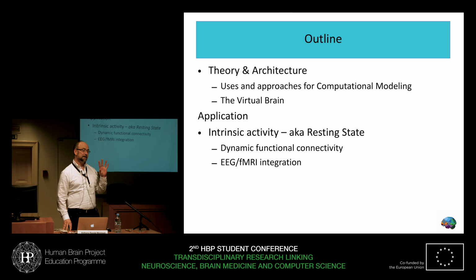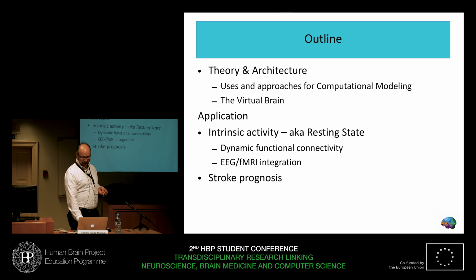First of all, just to look at the intrinsic activity of the brain. Those of you who are familiar with functional MRI literature, there's a lot of work being done on resting state activity right now. So we'll talk a bit about that and how we can use modeling to understand those things. Also to be able to merge multimodal data sets, particularly in this particular case, EEG and fMRI data. And then an application to stroke prognosis, and then finish off with an application to tracking epilepsy seizure propagation.